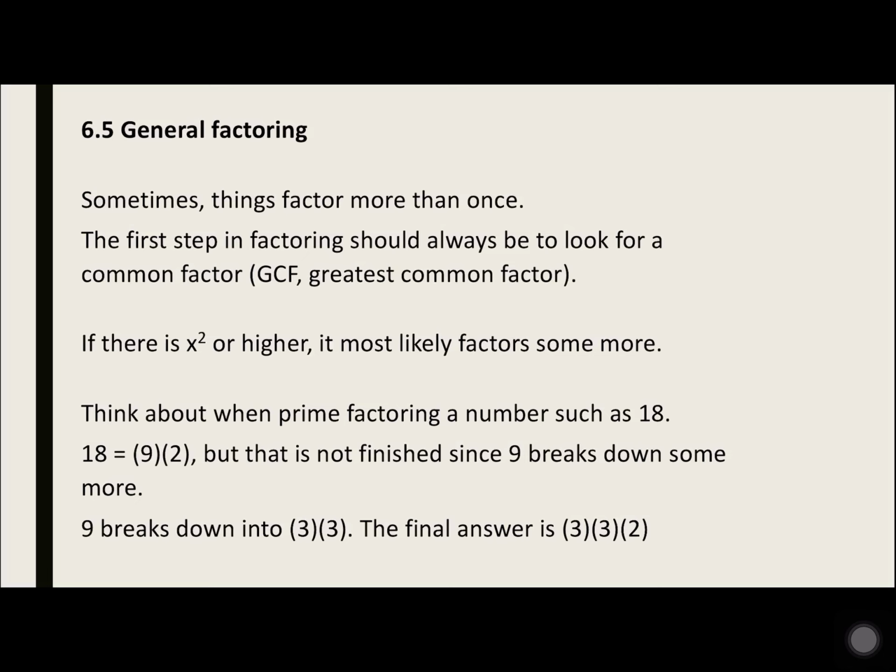Think about when prime factoring a number such as 18. 18 equals 9 times 2, but that's not finished since 9 breaks down some more. 9 breaks down into 3 times 3. So the final answer is 3 times 3 times 2. 3 times 3 equals 9, times 2 equals 18.